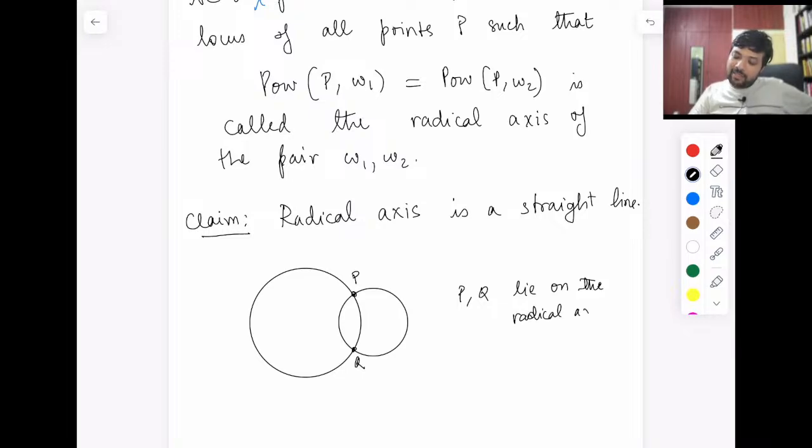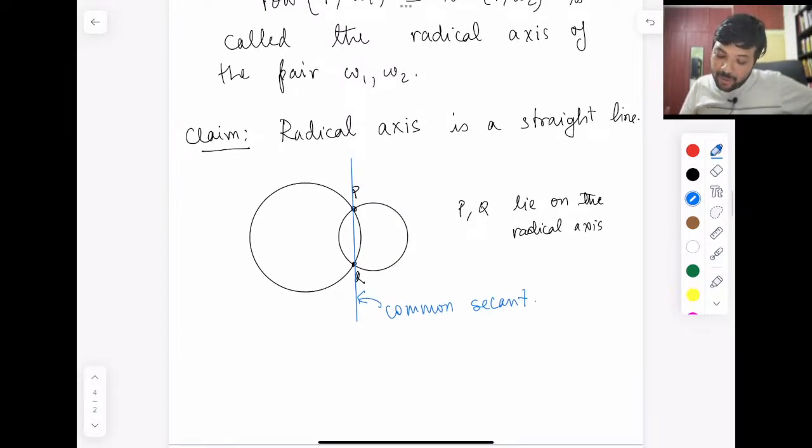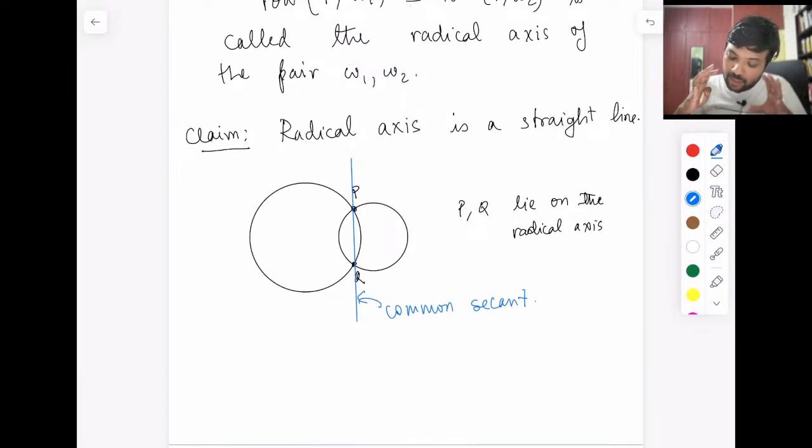And since you know radical axis is a straight line, we are done, right? We are done. The common chord, the common secant rather, is basically the radical axis. So when two circles intersect, there's a nice description of what a radical axis is, the common secant.